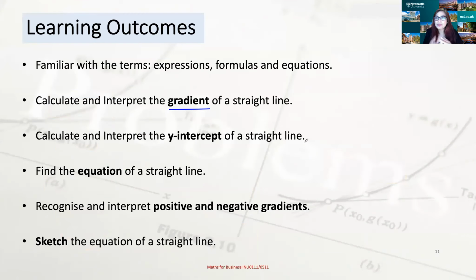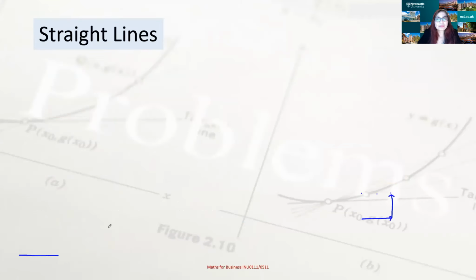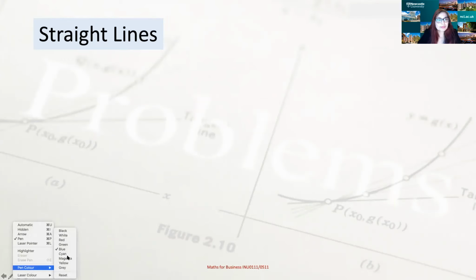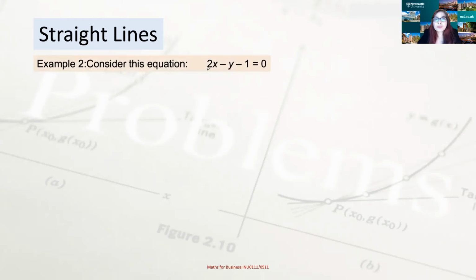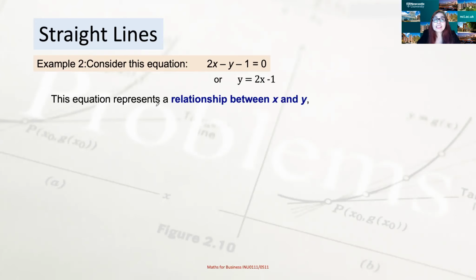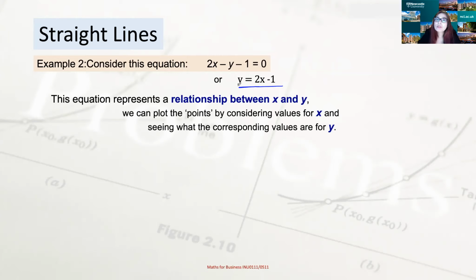Okay, now let's go to the two main features. First, let's see what the gradients are. Let's consider the equation 2x minus y minus 1 equal to 0, or y is equal to 2x minus 1. The equation represents a relationship between x and y. And how can we draw a graph? We can plot the points by considering some values for x and then finding the corresponding value for y.